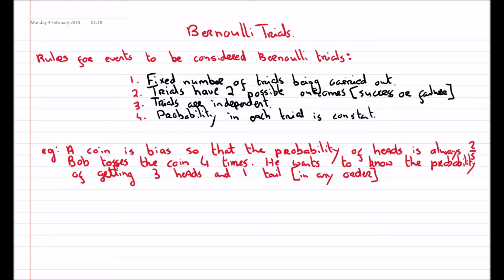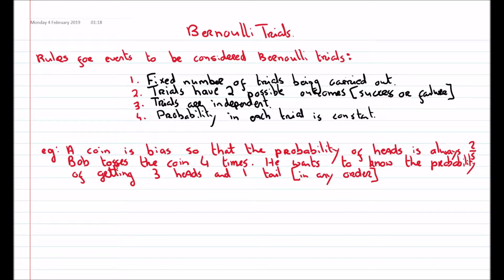The best way to explain this is taking an example. So a coin is biased, so that the probability of heads is always 2/5. Bob tosses the coin 4 times. He wants to know the probability of getting 3 heads and 1 tail. And we could use a tree diagram for that, okay, and that'd be no problem whatsoever.